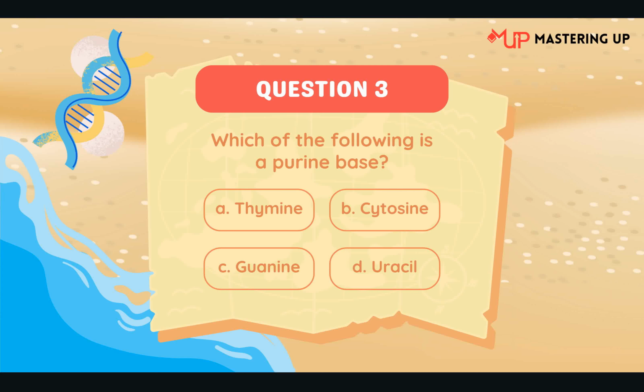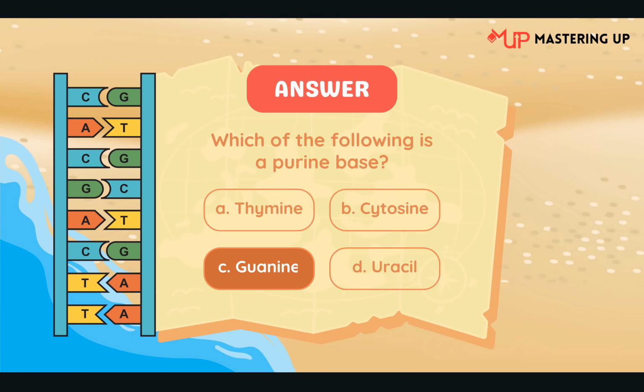Let's move on to question 3. Which of the following is a purine base? Options are A. Thymine, B. Cytosine, C. Guanine, and D. Uracil. The answer is guanine.